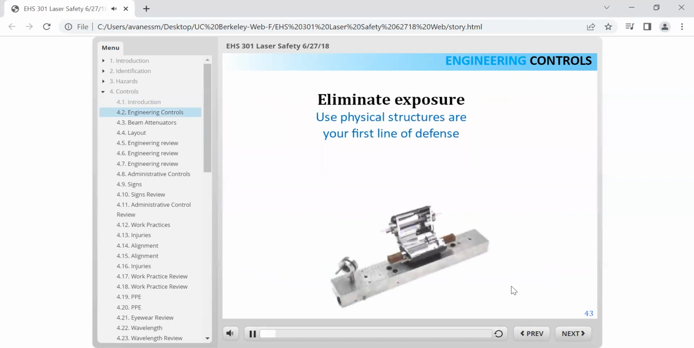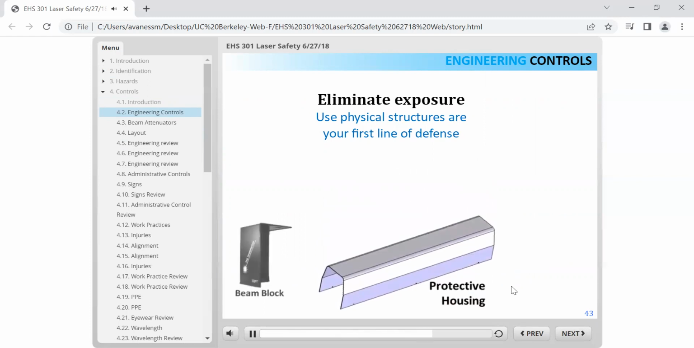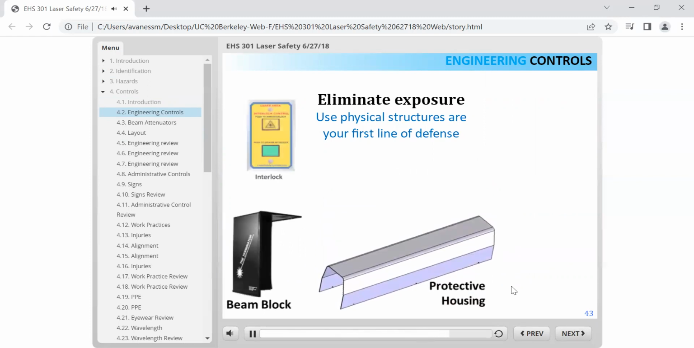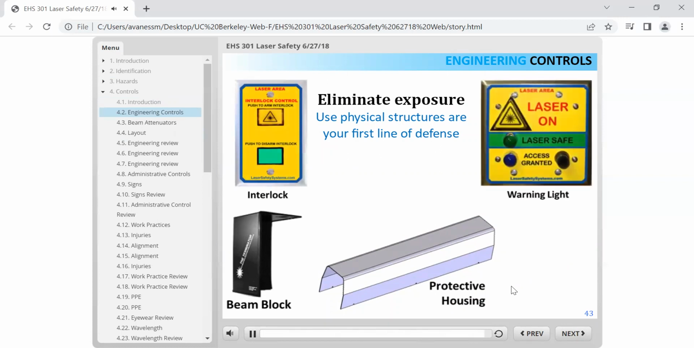Engineering controls are physical structures that eliminate or reduce your exposure to dangers, such as electrical and optical hazards. They are the first line of defense. Some engineering controls are required to be installed by the laser manufacturer. This includes protective housing, aperture beam blocks, shutters or attenuators, interlocks and automatic cutoff switches, and warning lights.